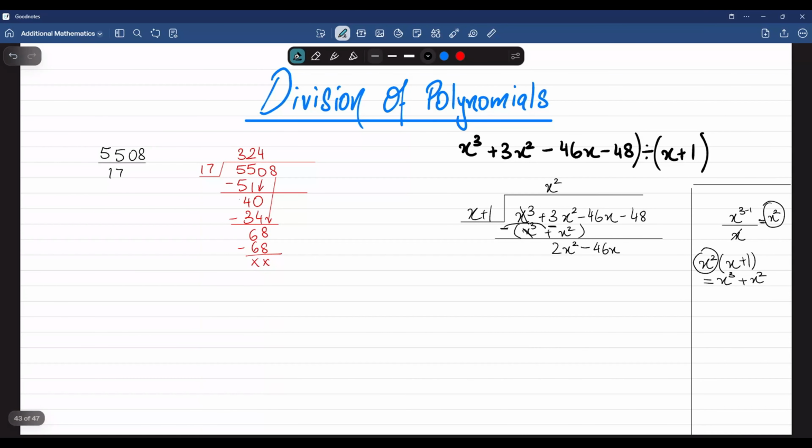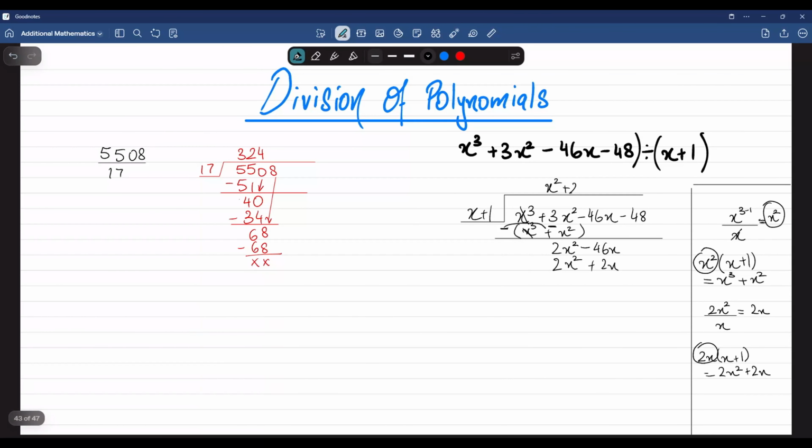Now we divide 2x squared by the first term of the divisor, which is x. This gives us 2x. Now we multiply 2x by the divisor, which is x plus 1, which gives us 2x squared plus 2x. Now, the same procedure again: copy down 2x squared plus 2x here, and we got it through positive 2x.